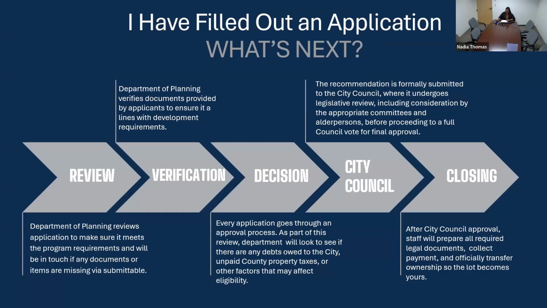Then once they come to a decision and once your information is verified, your application is recommended for city council consideration. City council then reviews the application, which is the committee and the alderpersons before a full council vote. And once that happens, you'll go to closing. Once approved, the legal documents are prepared, payment is collected, and ownership is officially transferred. And then congratulations, the lot is now yours.